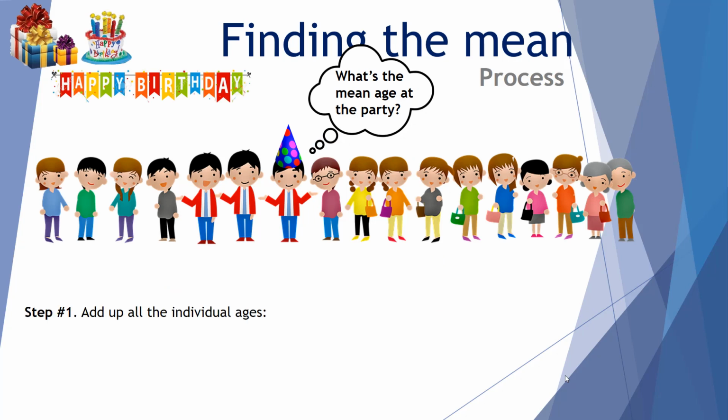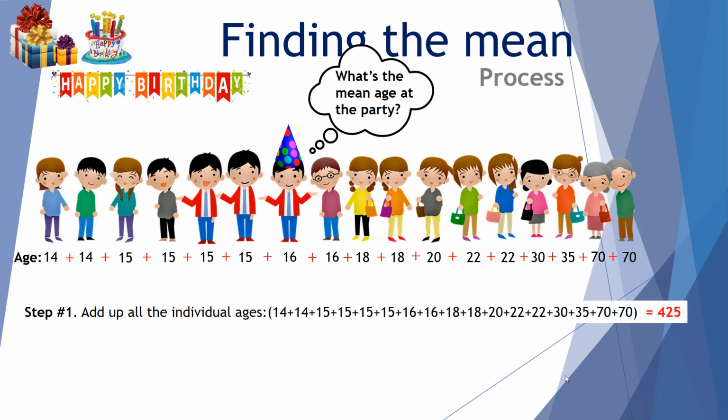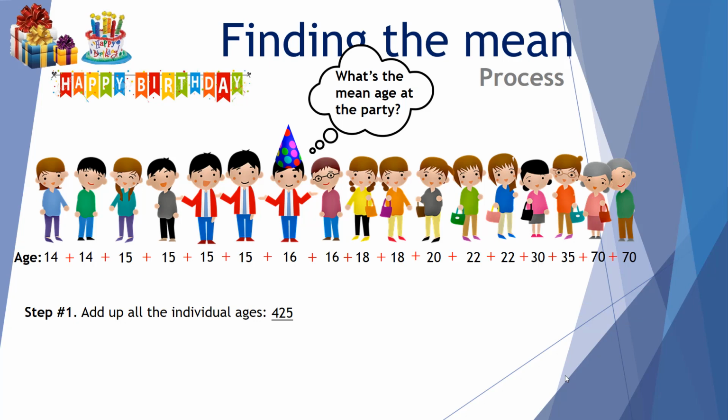Step one, we need to add up all the individual ages. So James knows the ages of all his family and friends up to his grandparents that are aged in their 70s. So he adds them together and he comes up with a total age at the party of 425 years. That's the first step done, where we add up all the individual ages, 425 years.